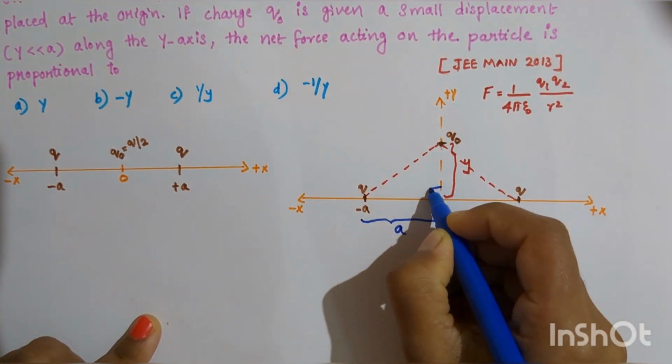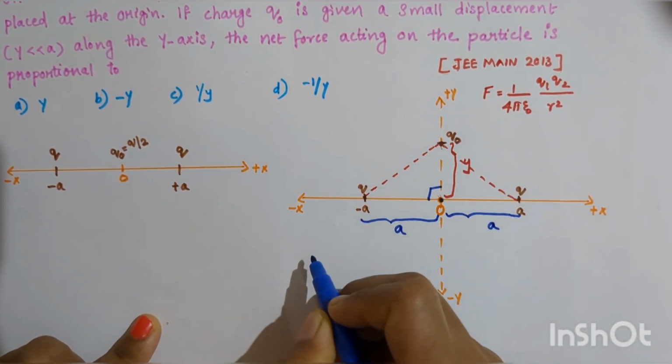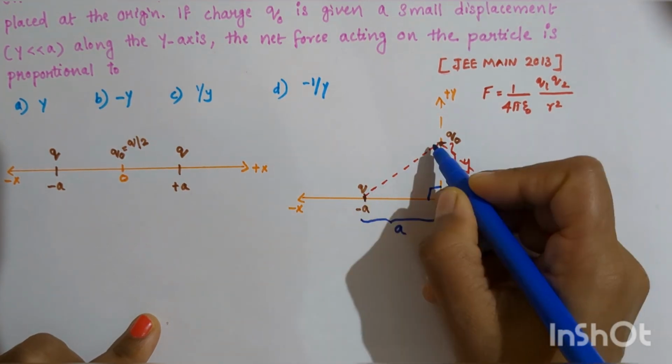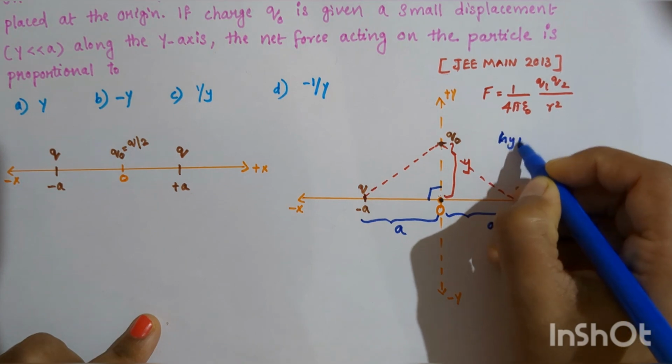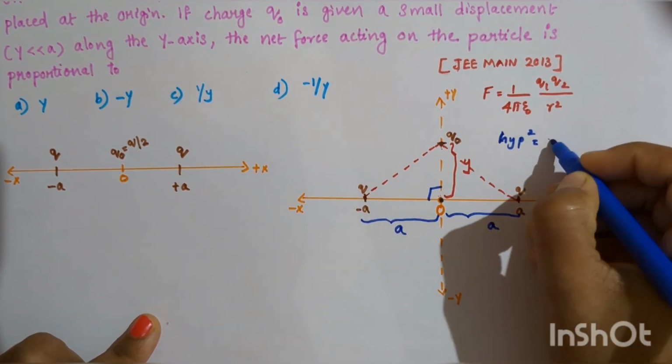You see, this is a right angled triangle. So the hypotenuse, which is to be found out, is given by hypotenuse square equals base square plus altitude square.